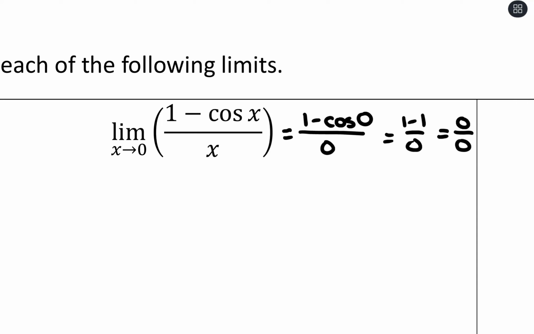Now, previously what we would have done is graph this and use that graph to evaluate. What we want to do here is evaluate this algebraically.